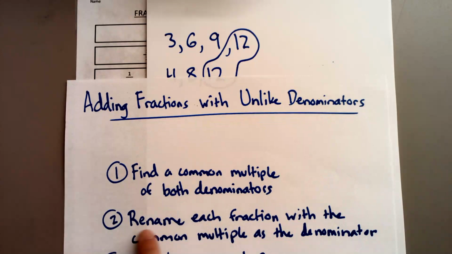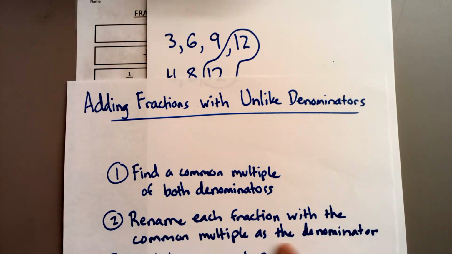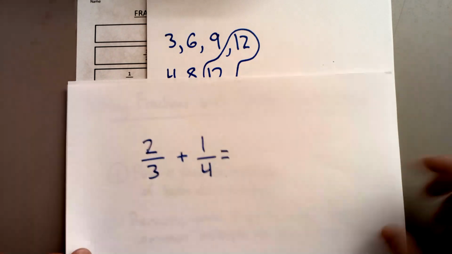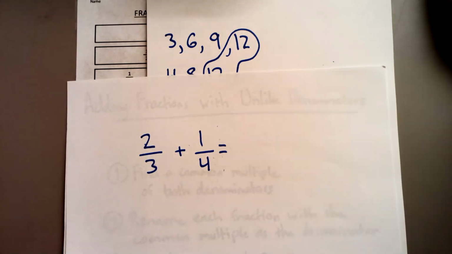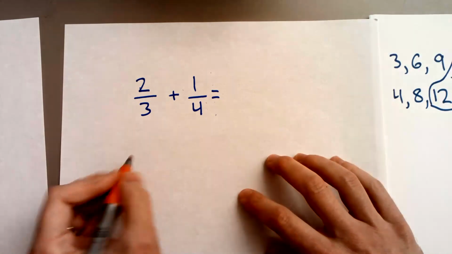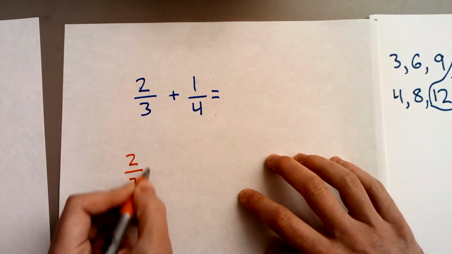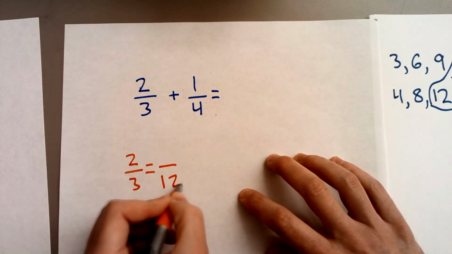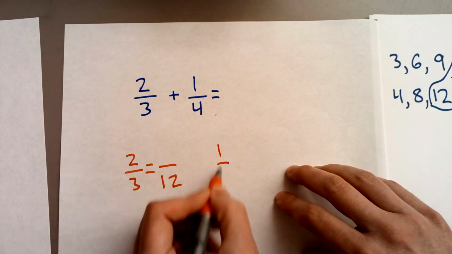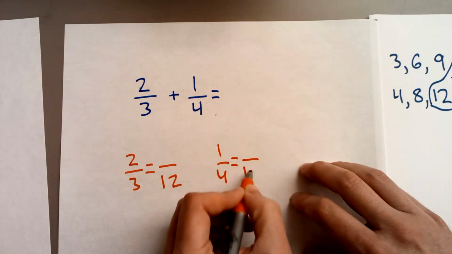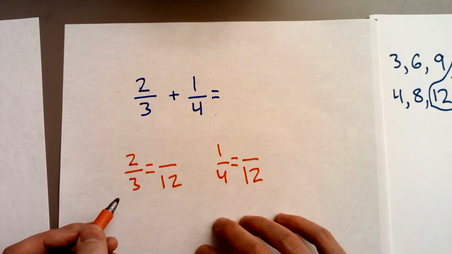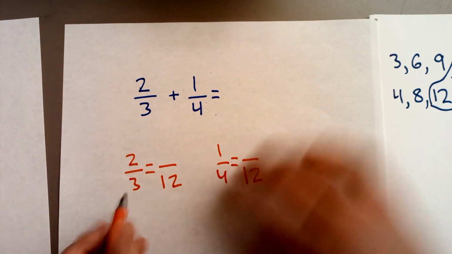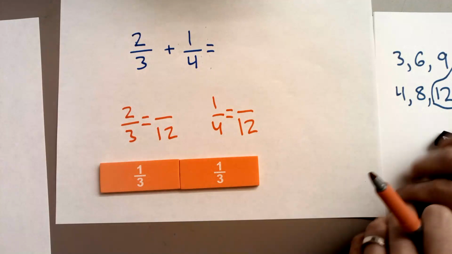Next, I just have to rename each fraction with the common multiple as the denominator. So let me do that. I'm going to rewrite both 2/3 and 1/4, but in twelfths. So how many twelfths is equal to 2/3? I'll start by showing this with fraction tiles.